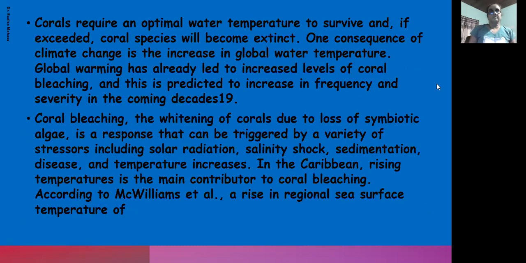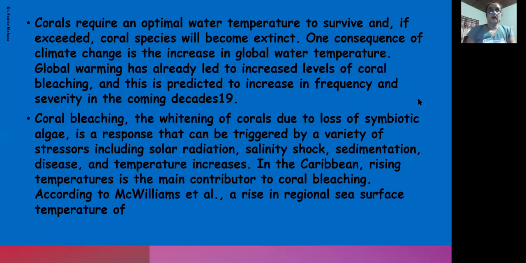Okay. Continuing on the same point, corals require an optimal water temperature to survive. That was also in the slide at the beginning. It needs a certain water temperature to survive, and if exceeded, coral species will become extinct. One consequence of climate change is the increase in global water temperature. Global warming has already led to increased levels of coral bleaching, and this is predicted to increase in frequency and severity in the coming decades. Ignore that's 19, a typo again.